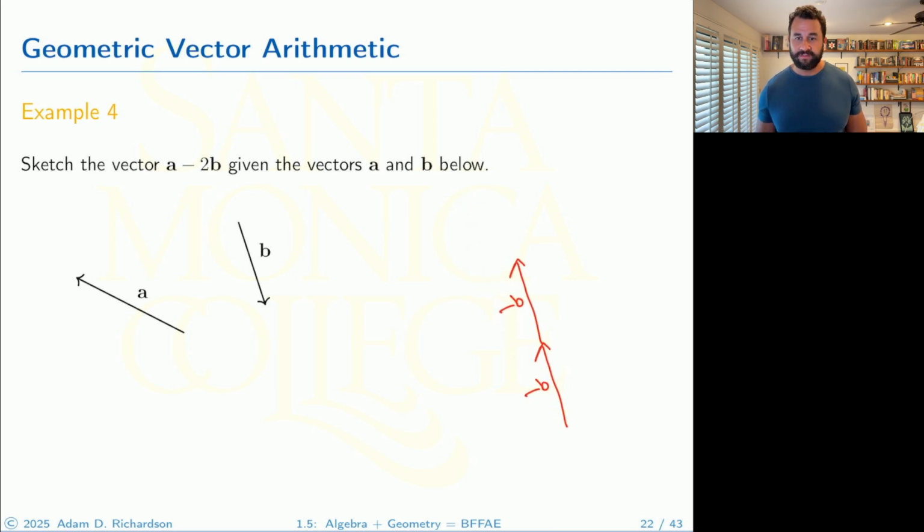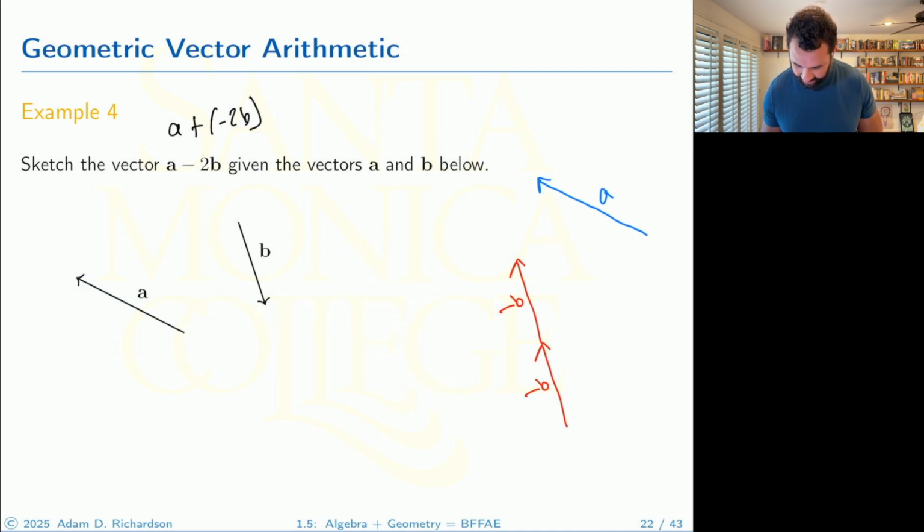There's two b's. Now I need a. So let me copy a here. a looks like this. All right. And we're doing a plus negative 2b. In fact, let me even write that. I'm going to see this as a plus negative 2b. Okay. All right. So here's a.